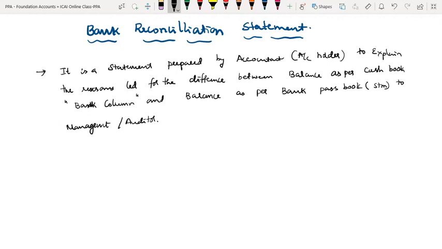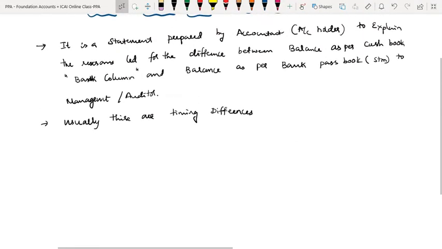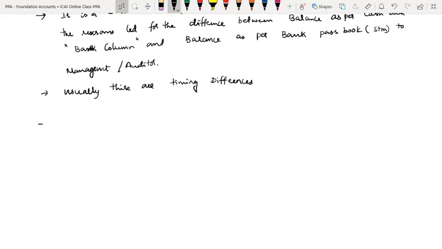Next line. Usually these are timing differences.